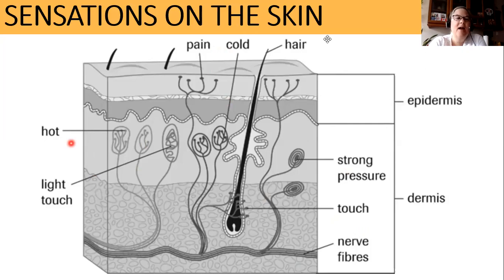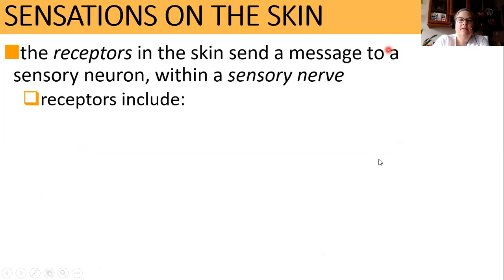Thank you. The parietal lobe of the brain. Exactly right. The parietal lobe of the brain is where these messages are going to end up. So the receptors in the skin send a message to a sensory neuron, which is within a sensory nerve.